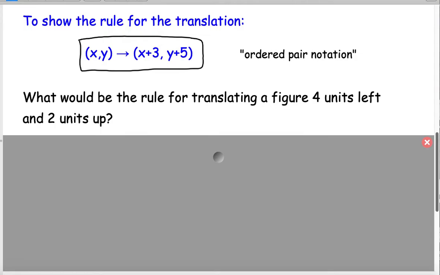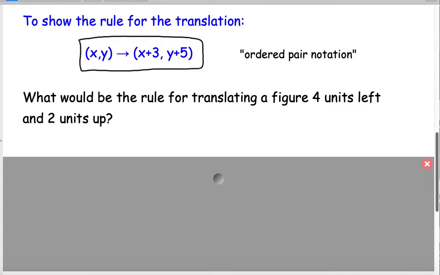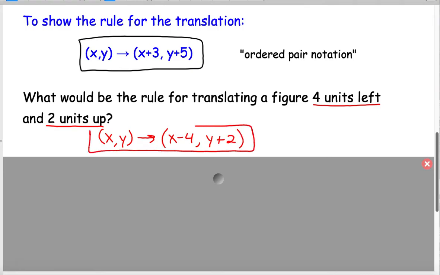Okay, 4 units to the left, 2 units up. So I'm going to start by writing x comma y and an arrow. You do that for every answer. It's always x comma y in parentheses and an arrow. And now, 4 units left. Left would mean our x numbers are going down, so x minus 4. And then 2 units up, that means our y number is increasing by 2. So that's going to be y plus 2. And that's it. Simple as that.